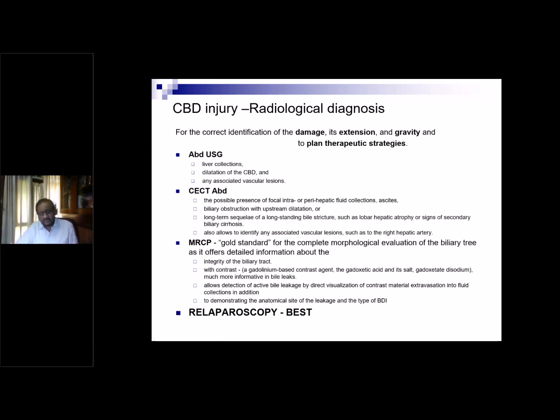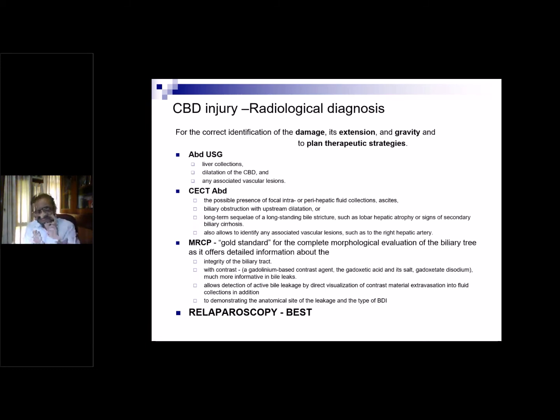If you don't want to do that, the patient is not ready for that, do an MRCP, which is the gold standard for complete morphological evaluation of the biliary tree, as it offers detailed information about, number one, the integrity of the biliary tract. If you do it with a contrast study, they have told you about the gadoxetic acid, and that basically will tell you about the leak also. You'll find that dye leaking from that particular site, and it tells you where it's leaking from. It allows detection of active bile leak by direct visualization of the contrast material, by demonstrating the anatomical site of the leak.